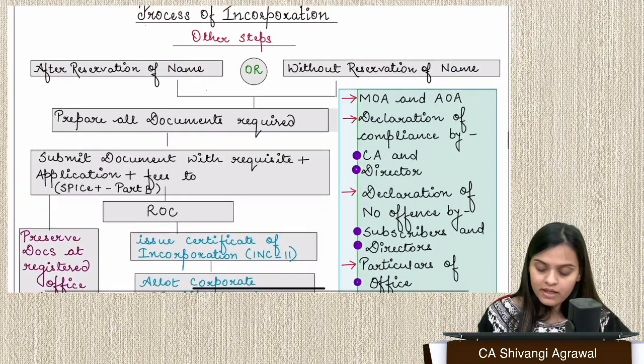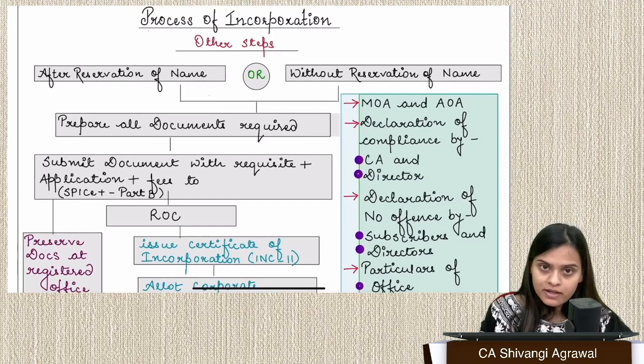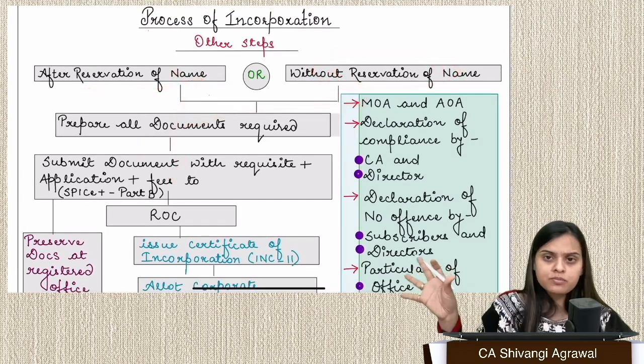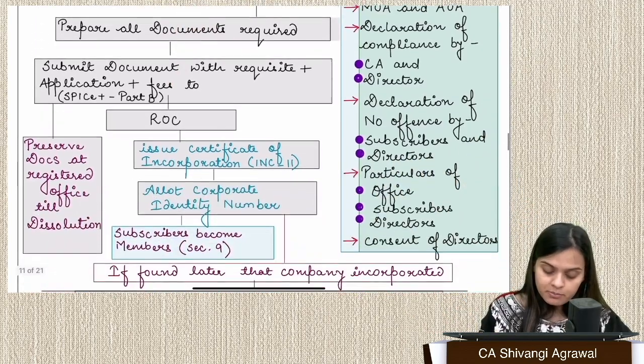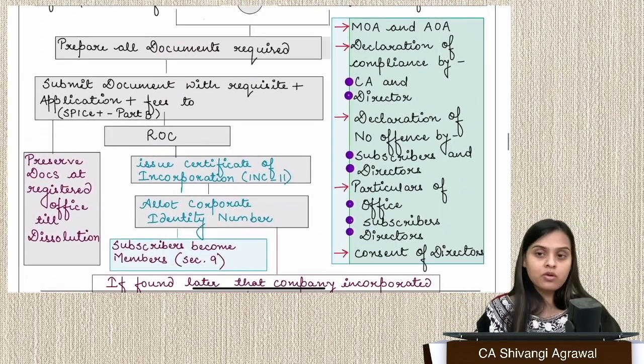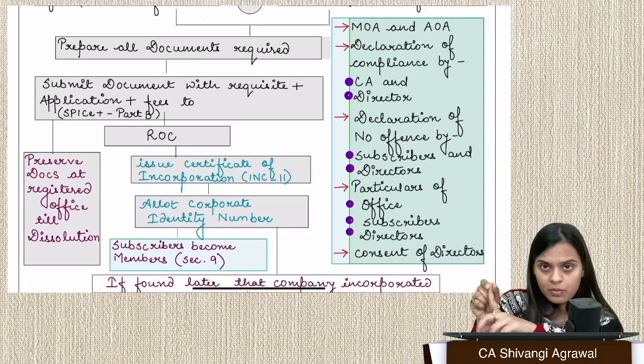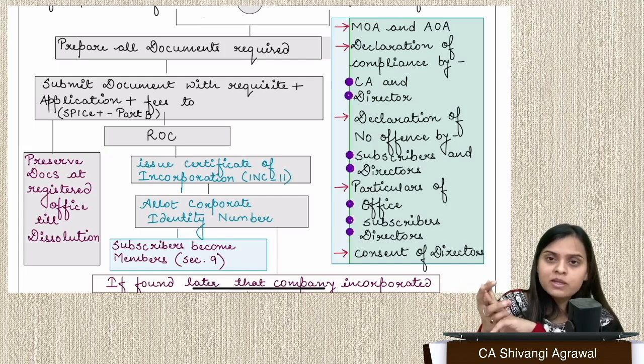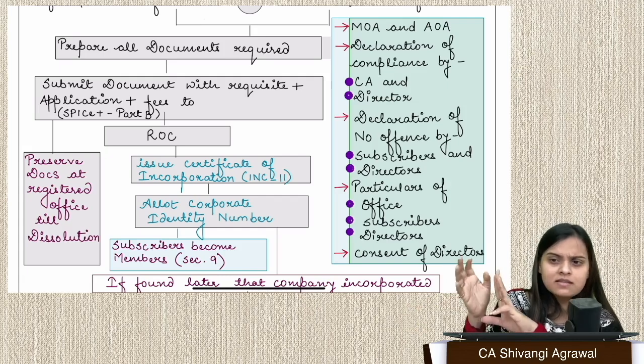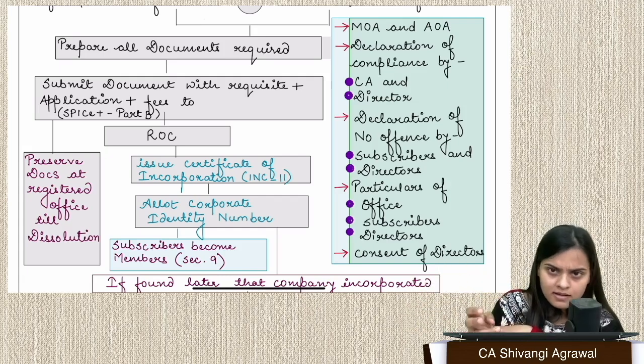Okay, now once the name is reserved, what you can do is proceed. If the name is reserved, fine. If the name is not reserved, then also part A and part B together. So that may happen. Now you will prepare all the documents. The documents, as we discussed, memorandum and articles, thereafter declaration of compliance. Declaration of compliance that all the requirements have been met, right? This declaration of compliance will be by the CA, CS, CMA, advocate, and the director.